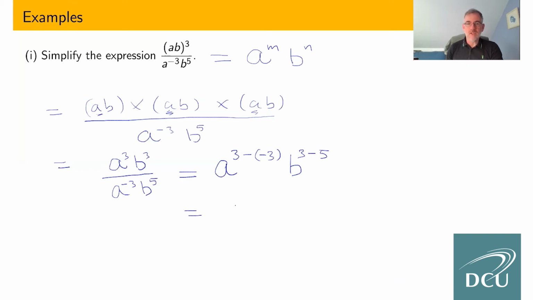Tidying up then gives us our result. A to the power of 6, 3 subtract minus 3 gives 6, and b to the power of 3 minus 5, that's b to the power of minus 2. So there's our expression simplified. We collect together all the powers of a, all the powers of b to give us this much simpler form of that algebraic expression.